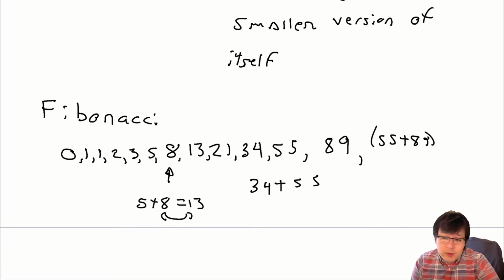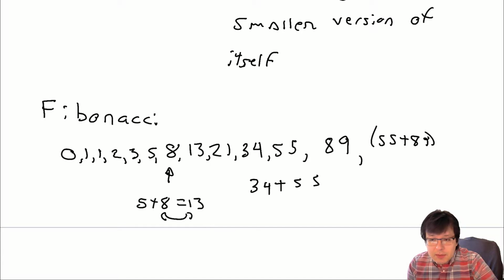Now, there are some special cases with the Fibonacci sequence, and that is the beginning of it. Because in the beginning, you have nothing, but then you have something, right? So it turns out that the first two numbers of the Fibonacci sequence are 0 and 1. And then you can compute the next number.